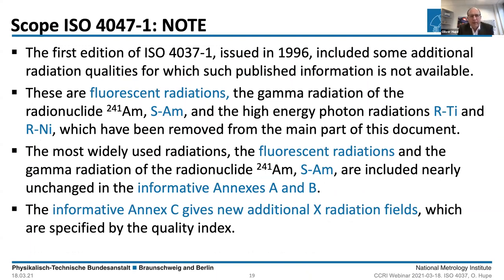That means that, for example, the fluorescence radiation and the americium-241 source, the R-Ti and R-Ni, are removed from the main part, but are kept in the informative Annexes A and B. So they are available, but there are no more reference fields anymore because they can't fulfill the requirements.